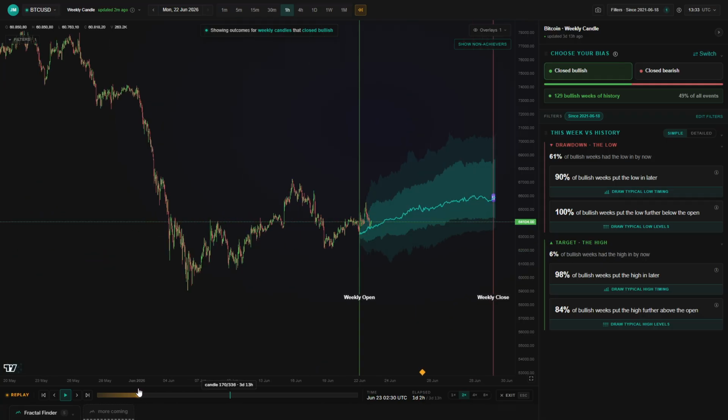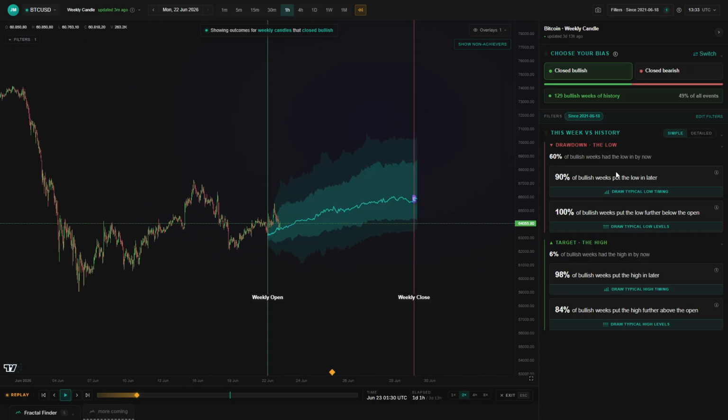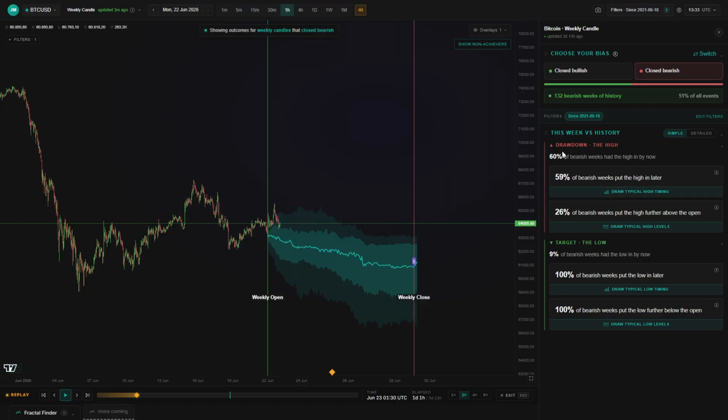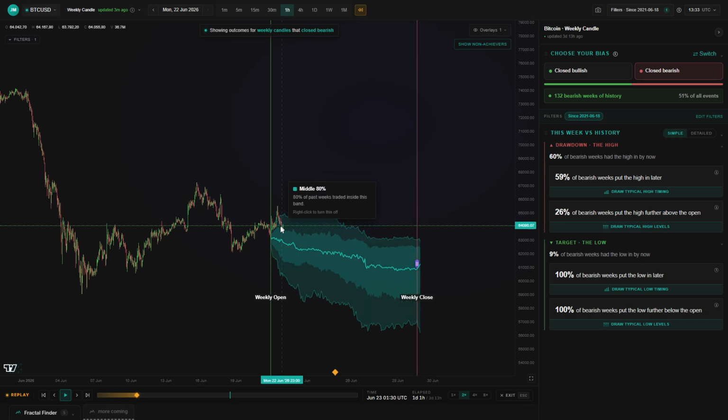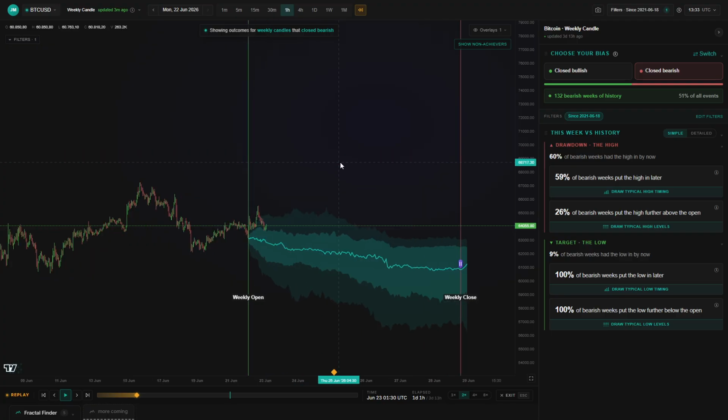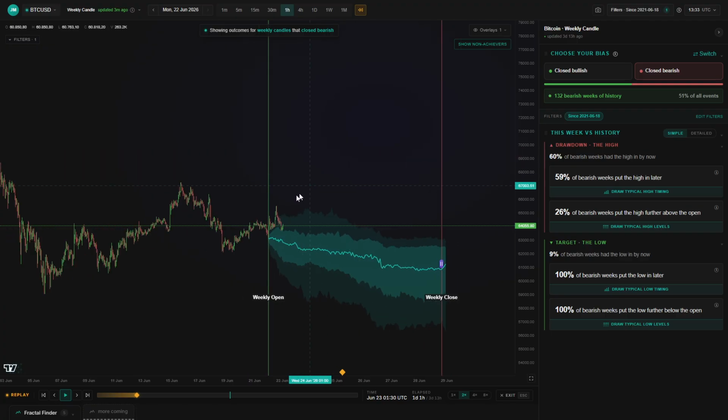to this point in time, because over here we can see, when we look at this metric over here, that 60% of bearish weeks had the high in by now. So when price was trading over here and we had a bearish bias, that was already quite an interesting metric. But at this moment in time, we also had to be aware of the fact that it was not really trading within the middle distribution band of a typical bearish week.